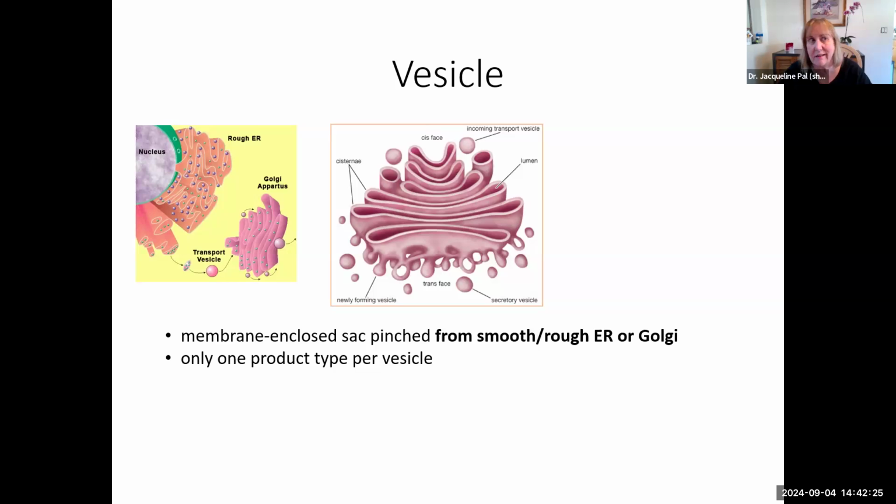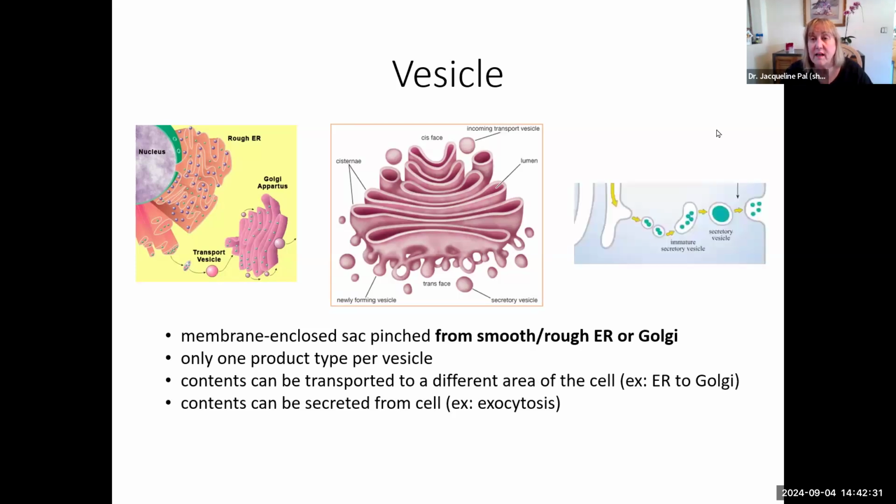Or if it's decided, hey, you all made a lot of this and we got more than we need, then the cell will say, okay, we're going to get rid of that. And how are we going to get rid of something big? That process of exocytosis, right? Because it's a large molecule, it's going to be exocytosis, and it's going to require energy.